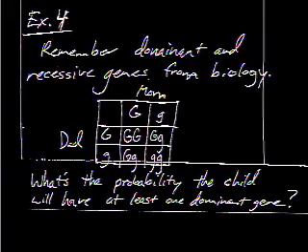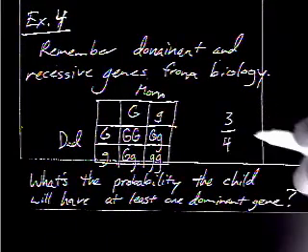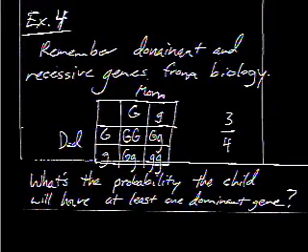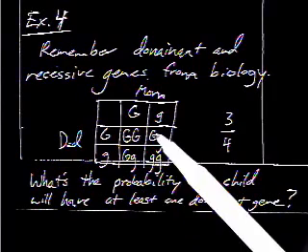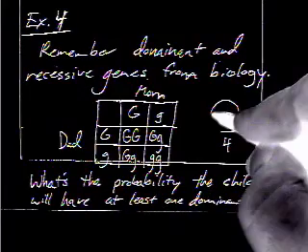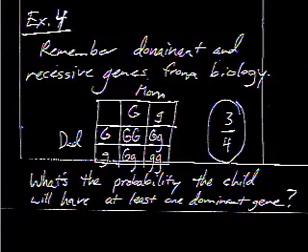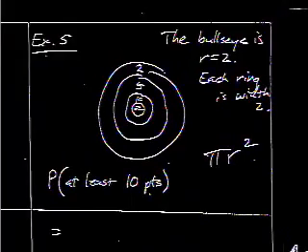Well, it looks like 3 out of the 4 categories have a dominant gene. This would be a theoretical probability. This is not an experiment. This would be a theoretical probability. These are all the options in the sample space. So 3 over 4 is the probability of at least one dominant gene. Moving on to example 5.